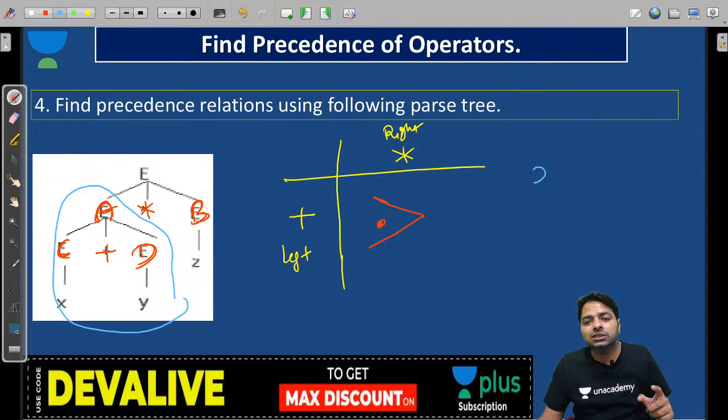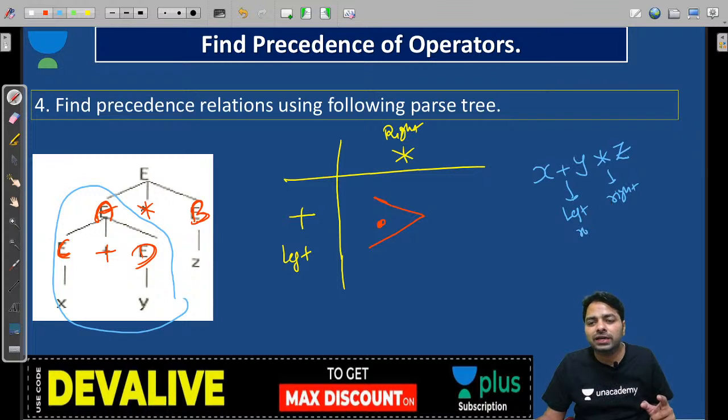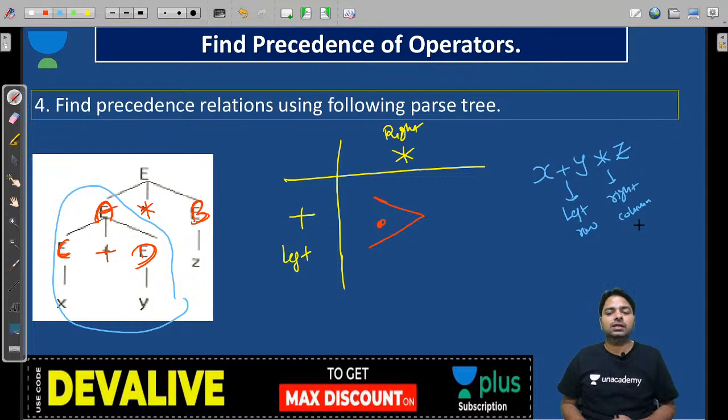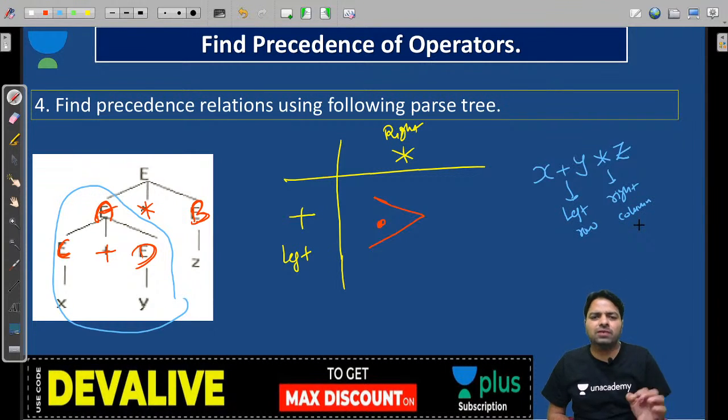If you don't believe me, just write an expression x plus y star z. Plus is the left and star is the right. And left always we create a row and right we create as a column. Clear this point? This is what we require, guys.